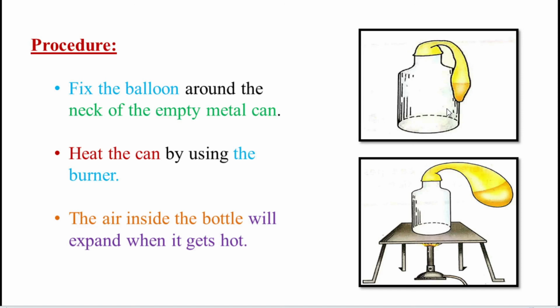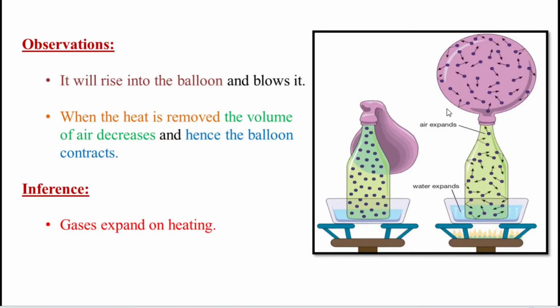The can is empty. Empty means the can contains air inside it. So when we heat it, the air starts to vibrate. When it starts to vibrate, it starts to expand. When the air expands, the balloon automatically blows out. So from this activity, we get these observations. The air rises into the balloon and blows it up.